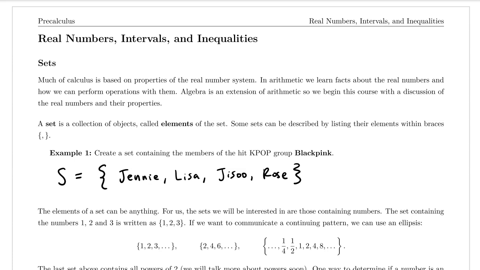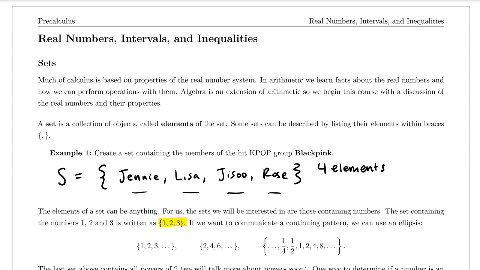So this thing here is a set, and this set has 4 elements because there are 1, 2, 3, 4 objects or things within this set. Now, the elements of a set can be anything. For us, the sets we will be interested in are those containing numbers. The set containing the numbers 1, 2, and 3 can be written as this.